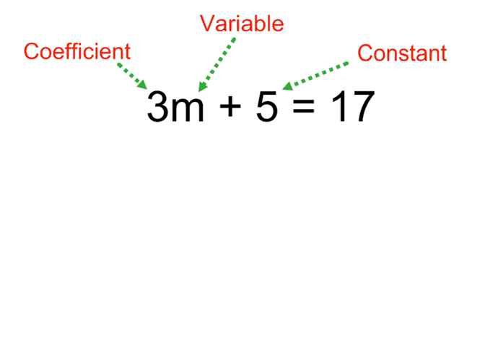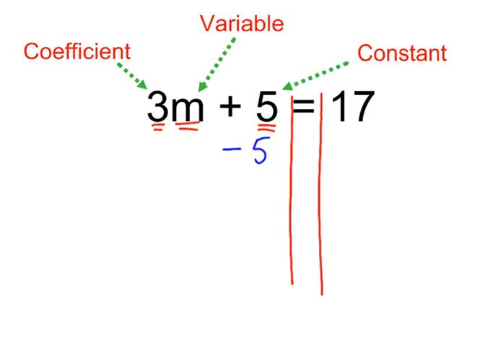The number in front of the variable, here's our variable, is called the coefficient, and the constant is here, and the constant does not change. So when we're solving a two-step equation, the first thing we want to do is eliminate the constant. So since this is adding 5, I'm actually going to do the inverse operation. I'm going to subtract 5, so it's gone.